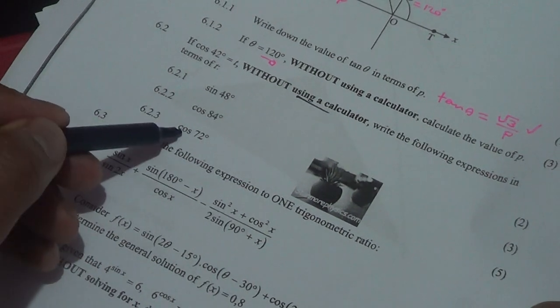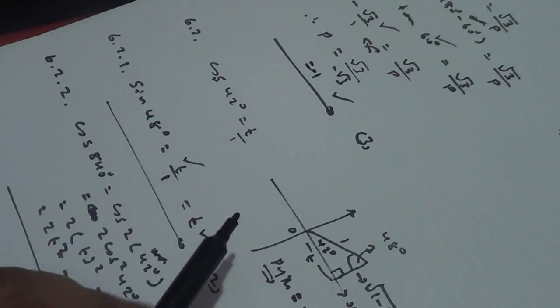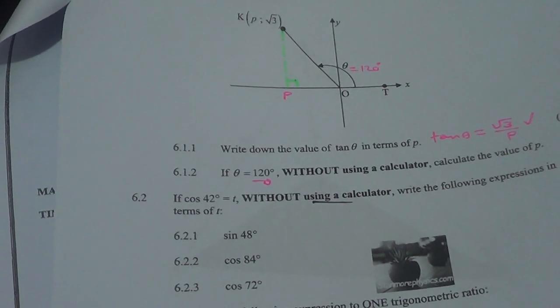Alright, so the last one says cos of 72. What is 72? Sometimes when they don't give you a double angle, they will force you to a compound angle. Okay? Compound angles, same idea. You use whatever hypothetical angle they gave you, and you use special angles for the other. So that is the key to doing that.